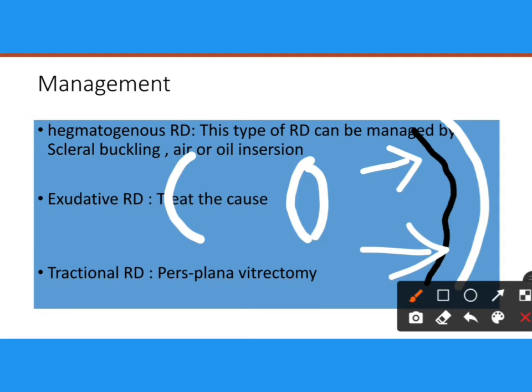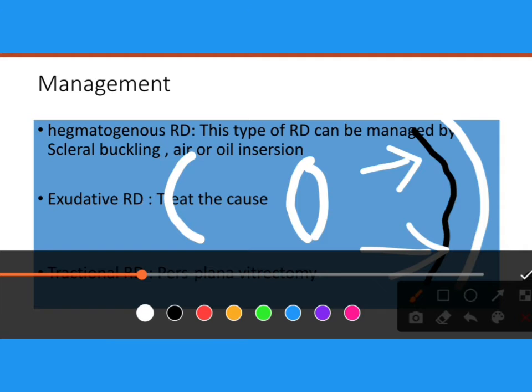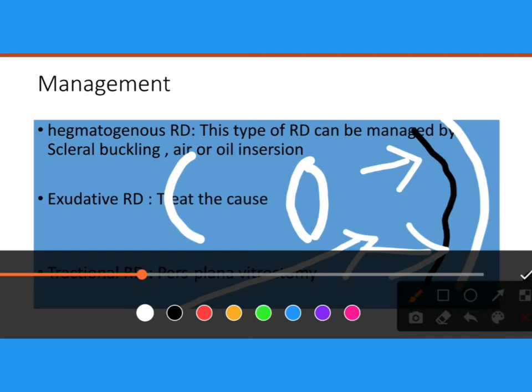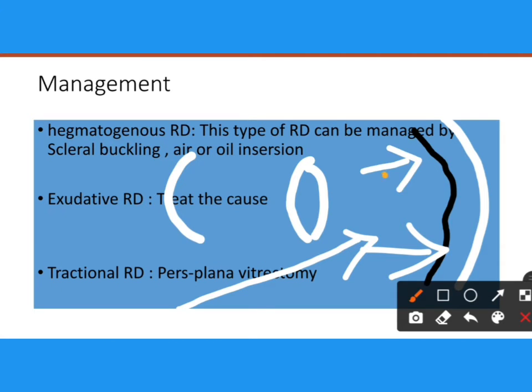So what is this oil or air bubble doing? Suppose you are inserting an air bubble into the patient's eye. Okay, so you will insert that air bubble through the pars plana, and here you spread the air bubble over here. Now this air will expand from this direction. Okay, so due to the expansion, the air bubble will move the retina backward.